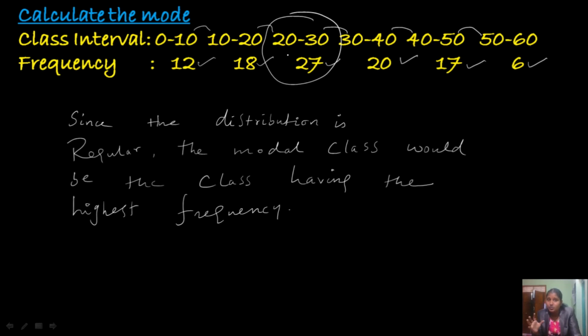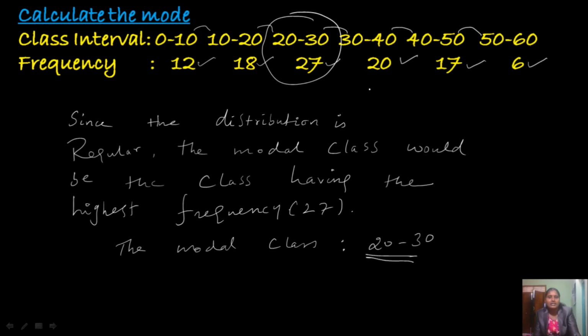Suppose the distribution is not regular and you couldn't identify the mode by inspection, then only we go for the grouping and analysis method to find the mode. So the highest frequency here is 27. The modal class of the given frequency distribution is 20 to 30.